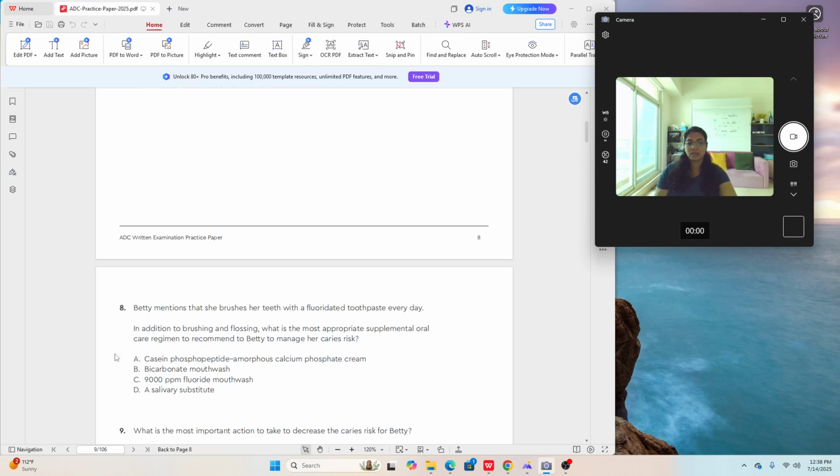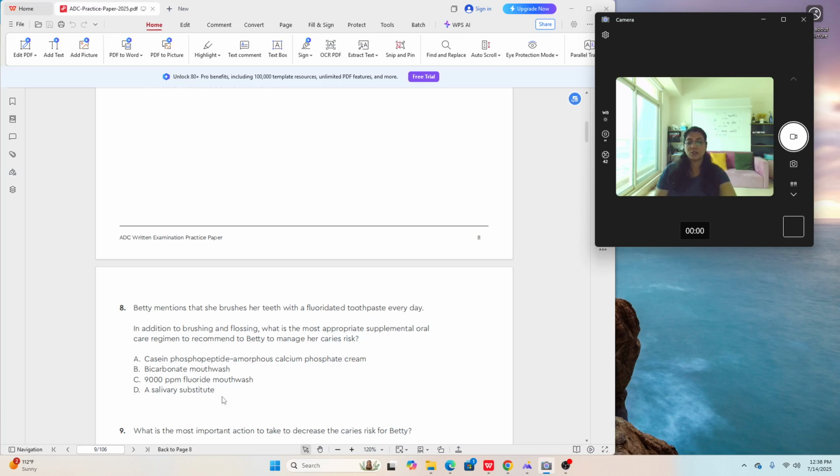Yes, this is the supplemental additional thing that you're going to tell her, because this is a concentrated form of chemicals which is going to help her with her caries. Bicarbonate mouthwash, no. I mean, you can use it once in a while, but you cannot recommend it on a daily basis. 9000 ppm fluoride mouthwash. It's not a wrong answer, but they haven't mentioned here how many times, and you cannot use it daily, it would be too much, so no.